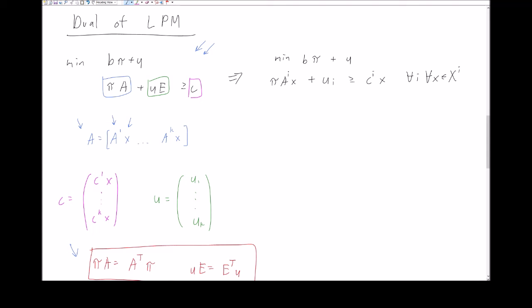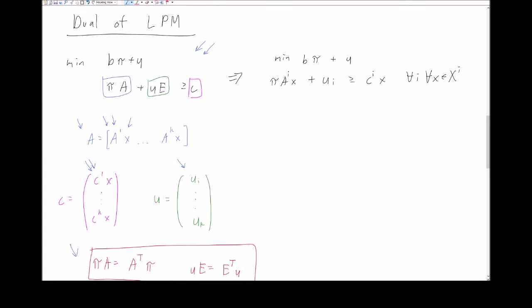We do the same thing for our cost vector C. C is now written as C1 times X through CK times X. We also do the same thing for U, part of our dual solution. In this case, we write U as U1 through UK. In this case, U1 through UK are all real variables, as opposed to the other forms where we have vectors in a block matrix format.